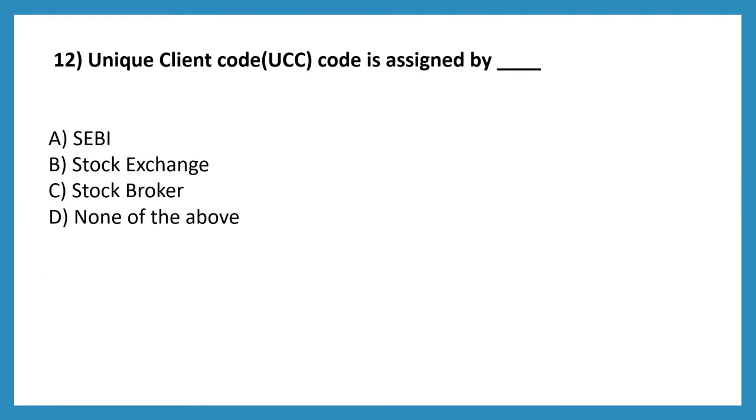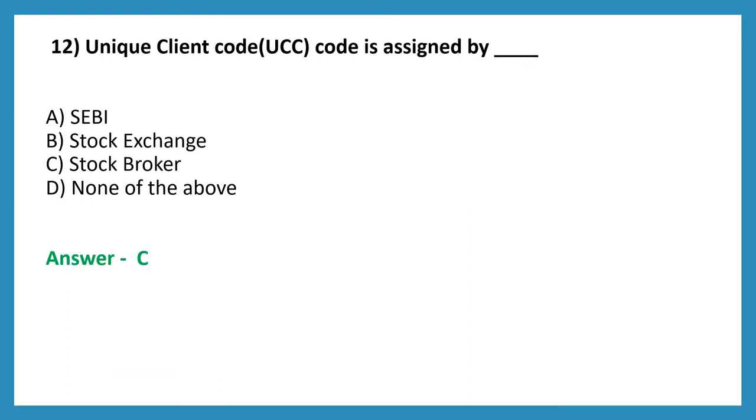Unique client code, UCC code, is assigned by option A, SEBI. Option B, stock exchange. Option C, stock broker. Option D, none of the above. The correct answer is option C, stock broker.